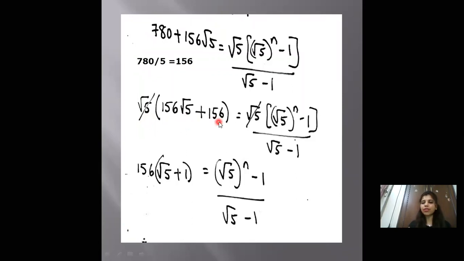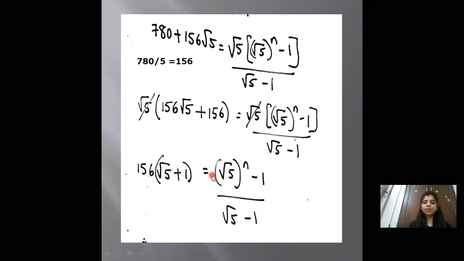So now we have pulled root 5 common, and that is how we are left in the bracket with 156 root 5 plus 156 is equal to root 5 bracket root 5 raised to n minus 1 upon root 5 minus 1. So now this root 5 and root 5 get cancelled off. Now you can see 156 can be pulled common. So we pull out that 156 common, so we are left with root 5 plus 1 is equal to whatever is there on the right hand side. Now with this root 5 minus 1 which is in the denominator, when we take it to the other side of the equal to sign, division becomes multiplication.